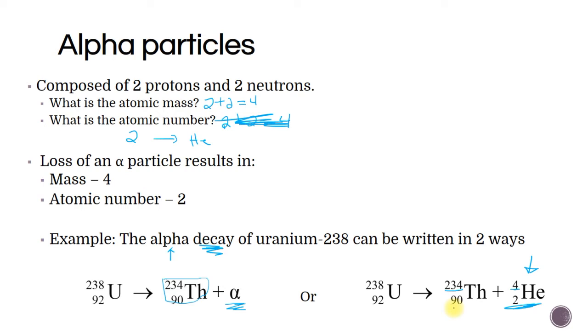Right? So 90 plus 92, oh man, I just did the math and skipped ahead. 90 plus 2 gives us 92 on the left-hand side, and 4 plus 234 gives us 238. So these reactions are balanced. They have the same numbers of protons and neutrons at the end as they did in the beginning. So we can use the helium notation rather than the alpha particle symbol to help us balance the reactions easier. All right. And then of course, once I know that there's 90 protons, I have to look on the periodic table and find thorium. So that's our process.